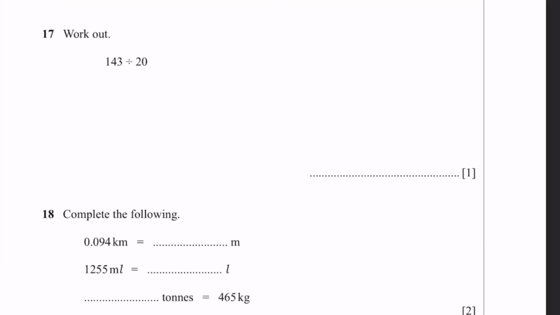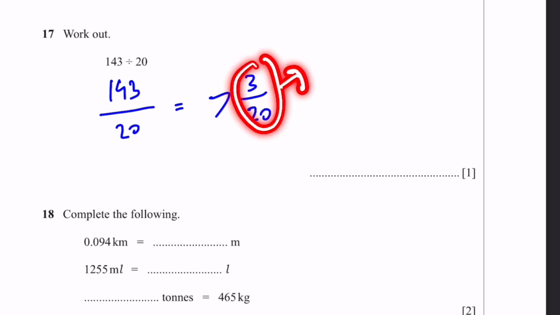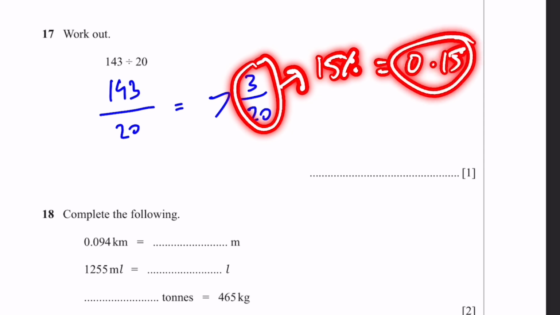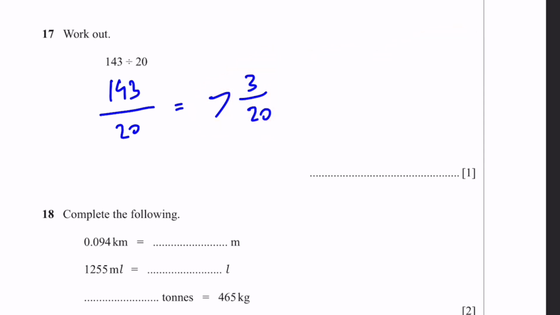Question 17. Work out 143 divided by 20. So we can put this into a fraction and then make it into a mixed fraction. That'll be equal to 7 and 3/20. 3/20 is equal to 15%, or 0.15. So 0.15, and we add that with 7, 7.15. That's the answer.